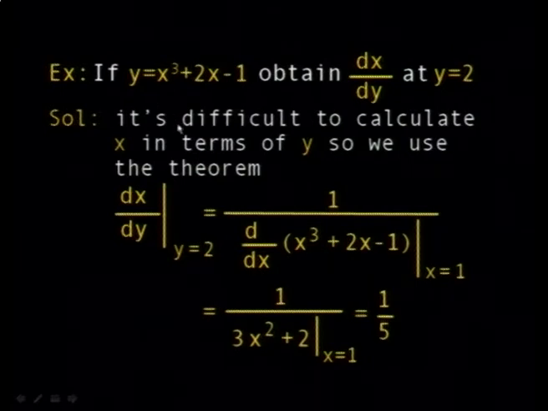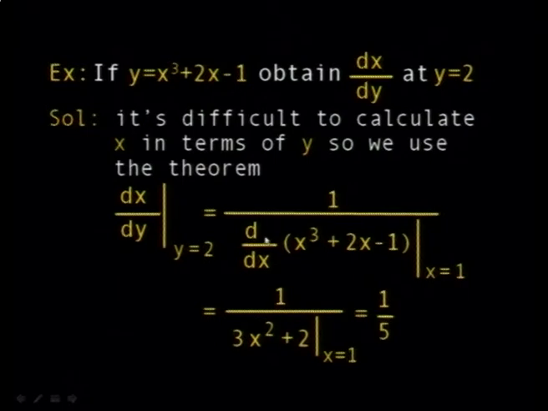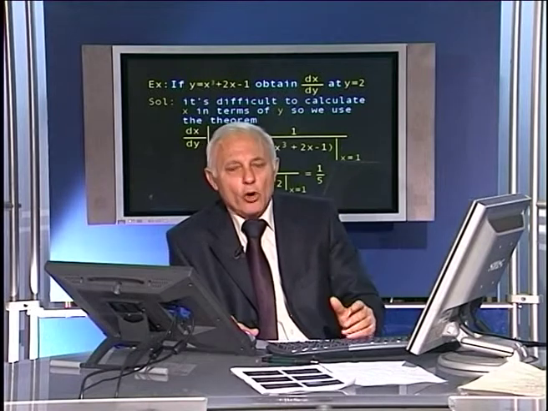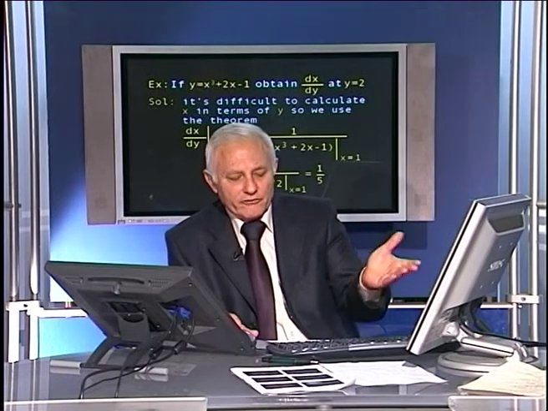So what we can do to obtain dx/dy is to resort directly to the theorem. So you get dx/dy at y = 2 is equal to 1 divided by d/dx of the original function at the point x = 1 in its domain. So you differentiate and you get 1 over 5. So without calculating the inverse function, you go ahead and calculate the derivative of this inverse function.